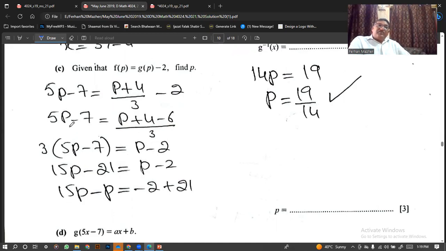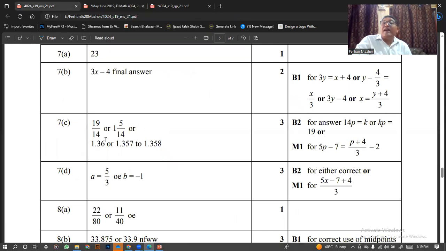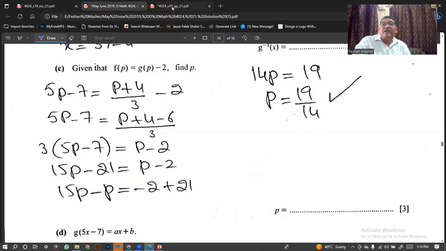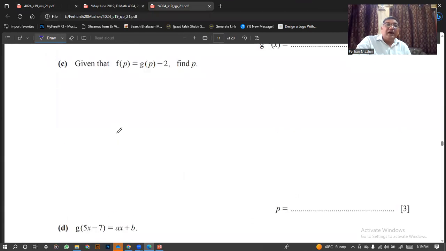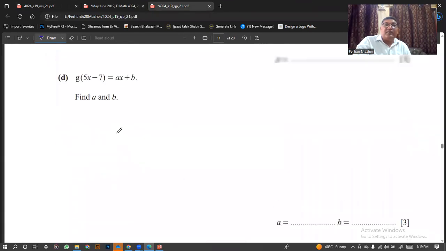Now bring the terms which have p in them on the same side. So you will have 15p minus p equals minus 2 plus 21. So you will have 14p equals 19. And the p value will be 19 divided by 14. So our answer is perfect. They are right. Okay. Then the D part is, he says, it's a 3 marks question.